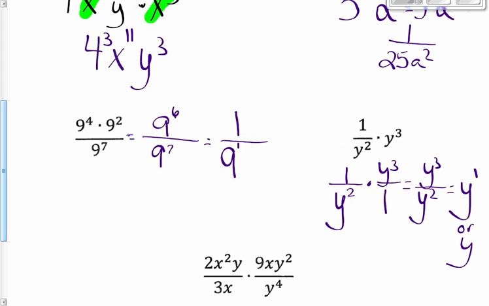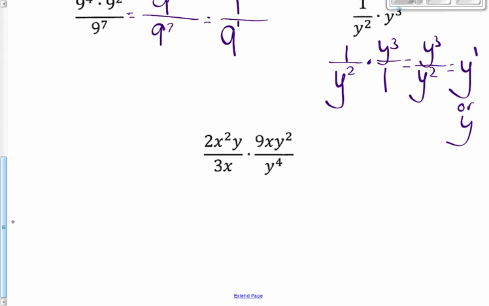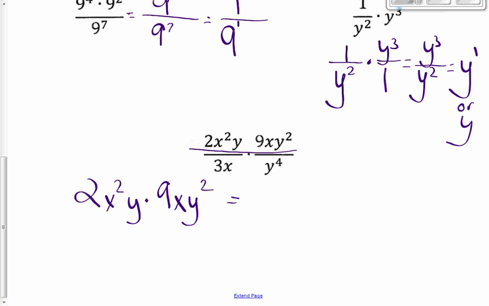All right, and our last sample problem that I'm going to do with you is this big guy. He's a little scary, so don't worry. We're going to do the numerator first. We're going to do 2x squared y times 9x y squared. So we're going to first multiply our whole numbers. We're going to have 9 and 2. So 9 times 2 is 18.